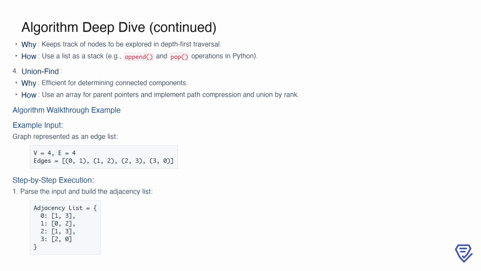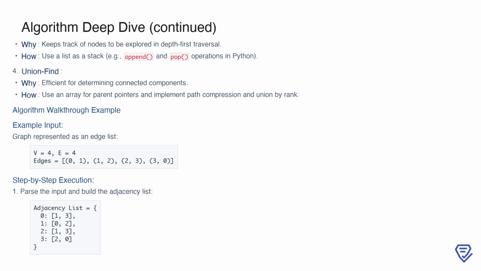Suppose you're given a graph with 4 nodes and 4 edges, represented as an edge list: [0, 1], [1, 2], [2, 3], [3, 0]. The first step is to parse this input and construct an adjacency list. For this graph, the adjacency list would look like this: 0: [1, 3], 1: [0, 2], 2: [1, 3], 3: [2, 0].